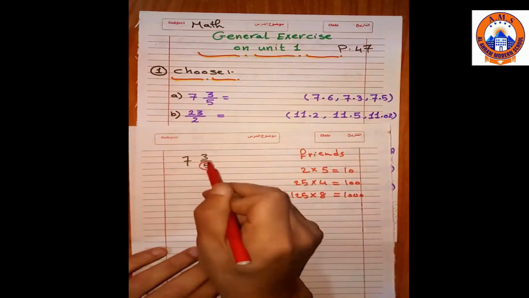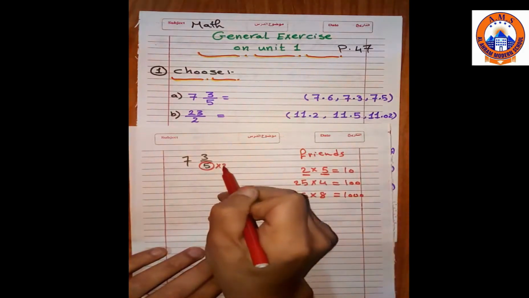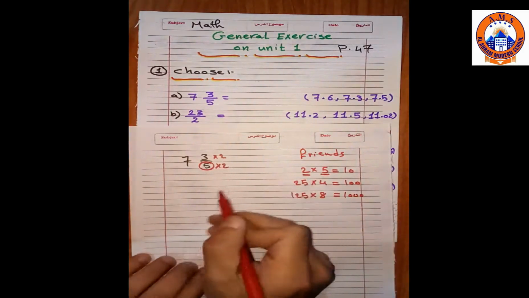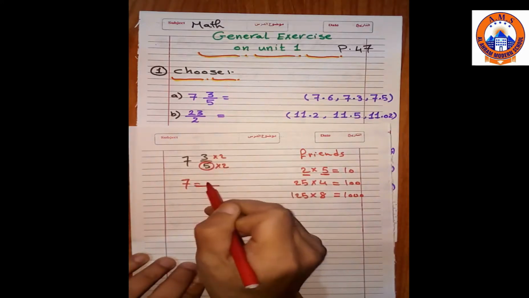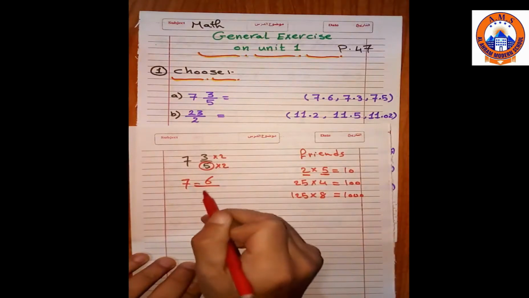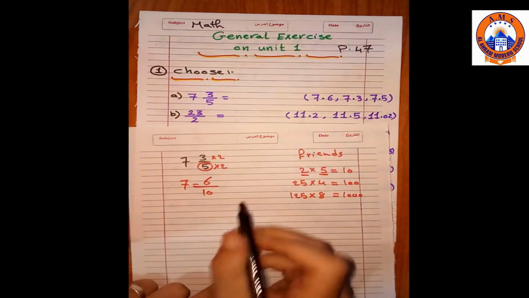Here we have a denominator 5, and the 5 its friend is 2, so we're gonna multiply by 2 up and down. The new fraction will be 7, and 3 by 2 equals 6. 2 by 5 equal 10. Now we can write this mixed number as a fraction as the following. We're gonna put the number 6.